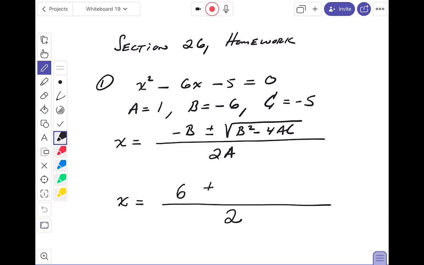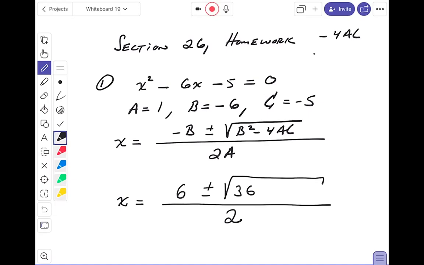Then it's plus or minus. And this is where most students screw up. So let me go through it with you. B squared, what's -6 times -6? It's 36. And then it's minus 4AC. I'll write this on the side for you. So it's going to be minus 4AC. I got to do that part.